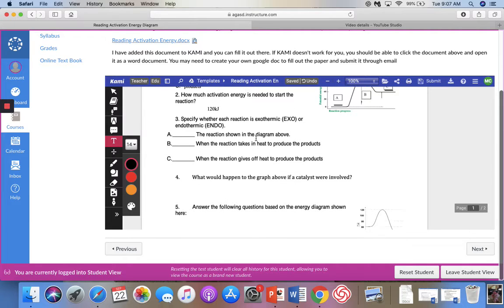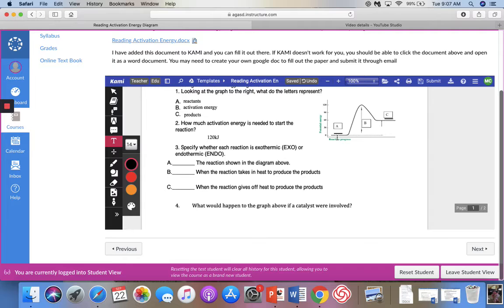The next one, specify whether each reaction is exothermic or endothermic. The reaction shown in the diagram above. So in order to determine if it's endothermic or exothermic, you need to see where your reactants began and where your products ended. If your products are higher than your reactants, the reaction is endothermic, meaning that it took in energy. If your products are lower or below your reactants, then the reaction is exothermic, meaning that they gave off energy. So looking at this one up here, I can tell that my products are definitely above my reactants. So that means that this reaction took in energy, making it endothermic.